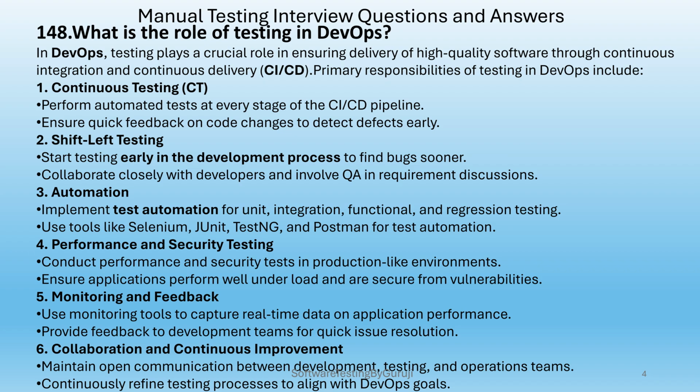Sixth, collaboration and continuous improvement. Maintain open communication between development, testing, and operations teams. Continuously refine testing processes to align with DevOps goals. So this is the role of testing in DevOps. Let's move to another question.